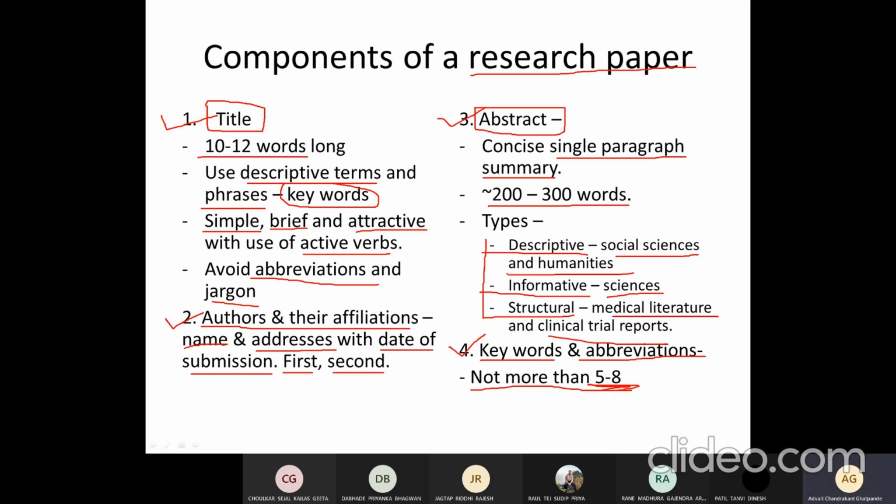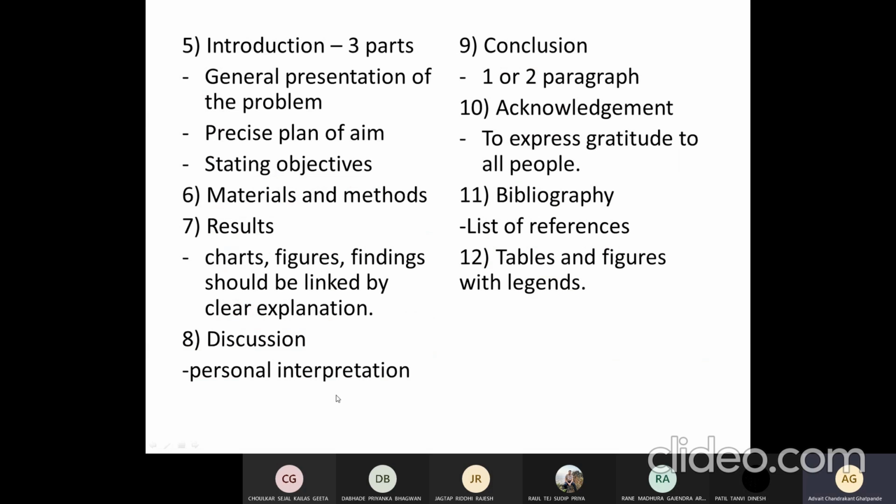Okay, so the second important part after title and author is the abstract, writing abstract and keywords and abbreviations. I hope you all must have understood this till keywords and abbreviations. Yes or no? Yes, sir. Okay. Then we'll see the second part.